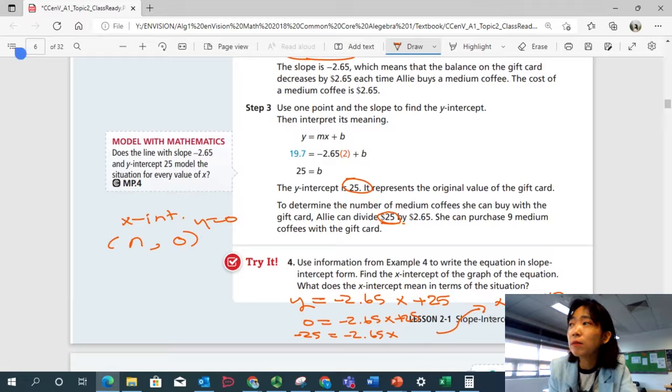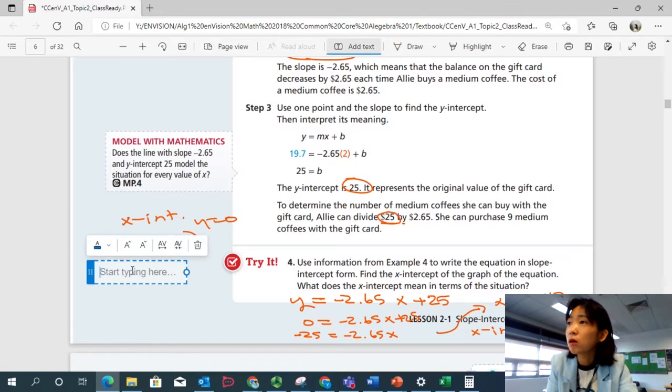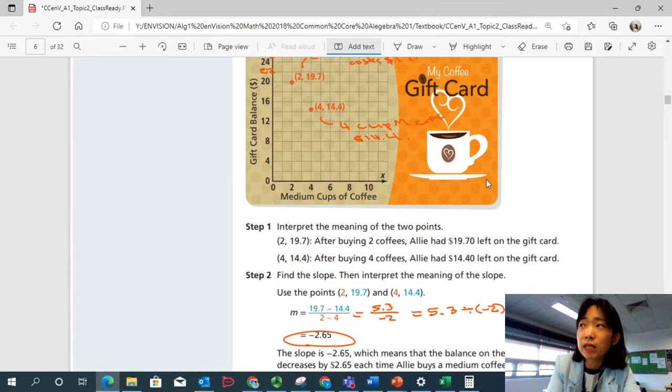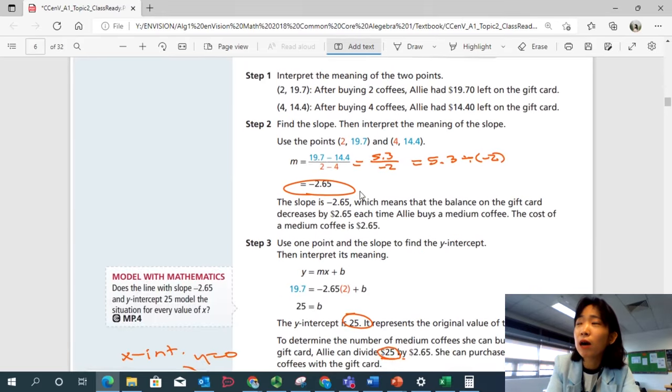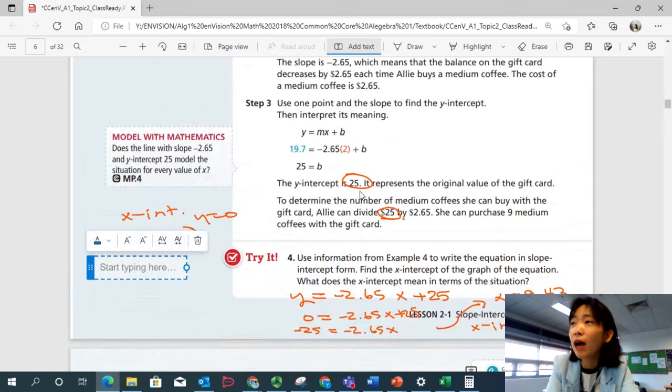So your x-intercept is about 9.43, 0. And what does this mean? So the x-axis represents the medium cups of coffee. So how many cups of coffee she would have with the gift card would be your x-intercept.